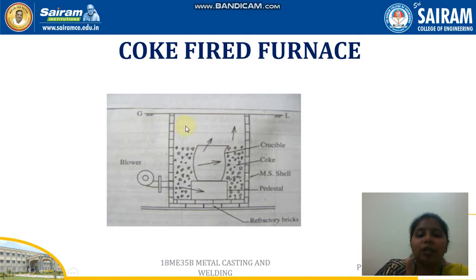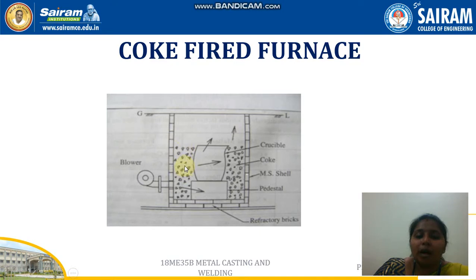So this is surrounded with the coke, and there is a blower attached with the refractory lining. So these lines represent the refractory lining. The refractory lining is made up of brick which absorbs the excess heat produced during the melting process.